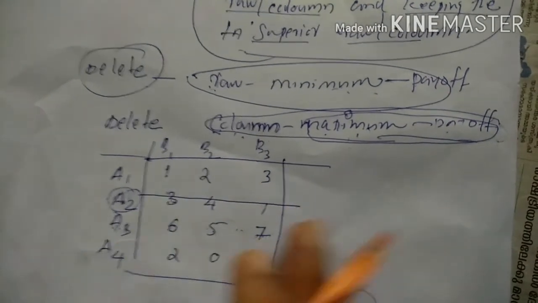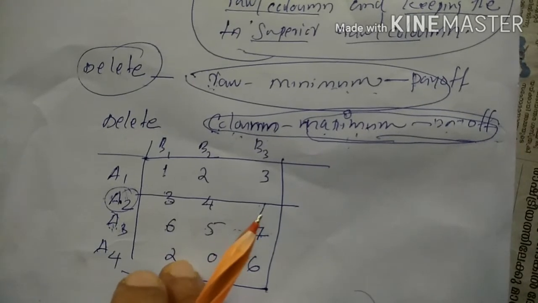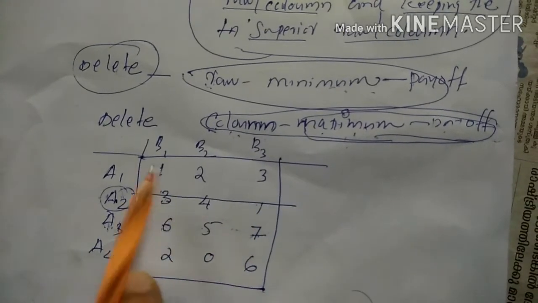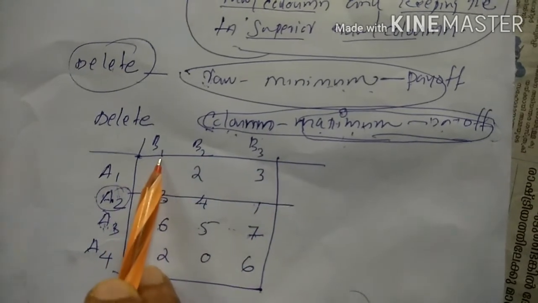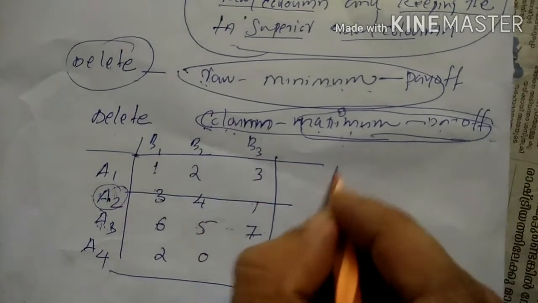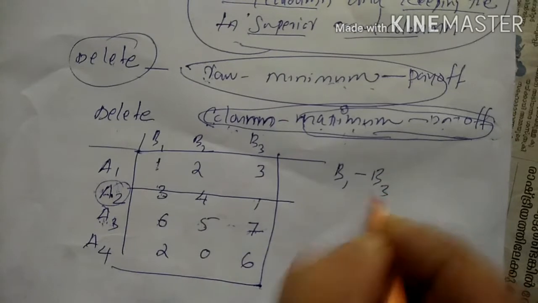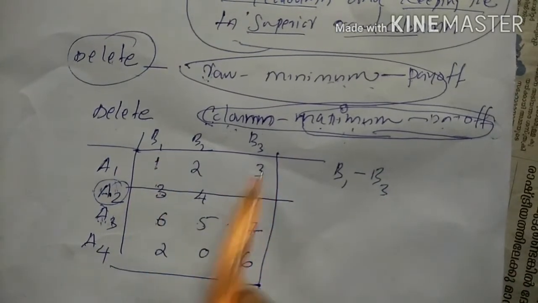So A2 is deleted. Then next we can compare B1 and B3. Let us compare the B1 and B3 columns. 3 is greater than 1.